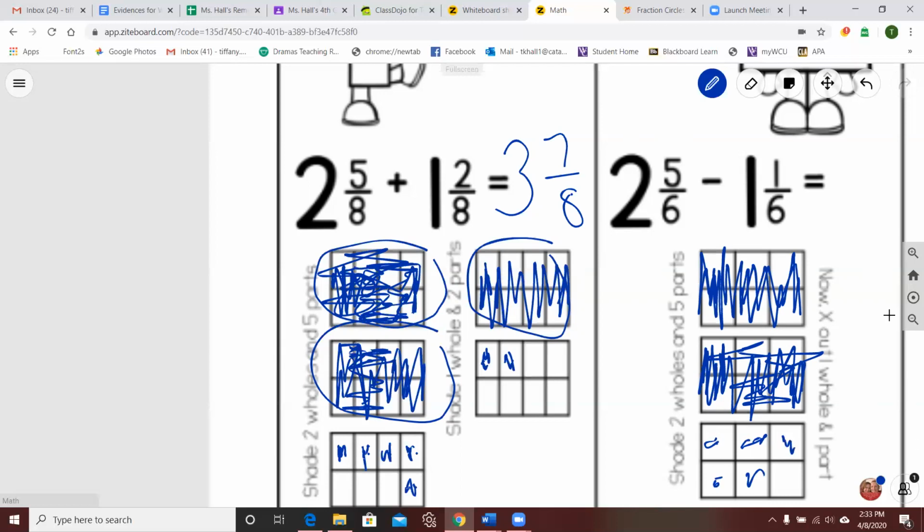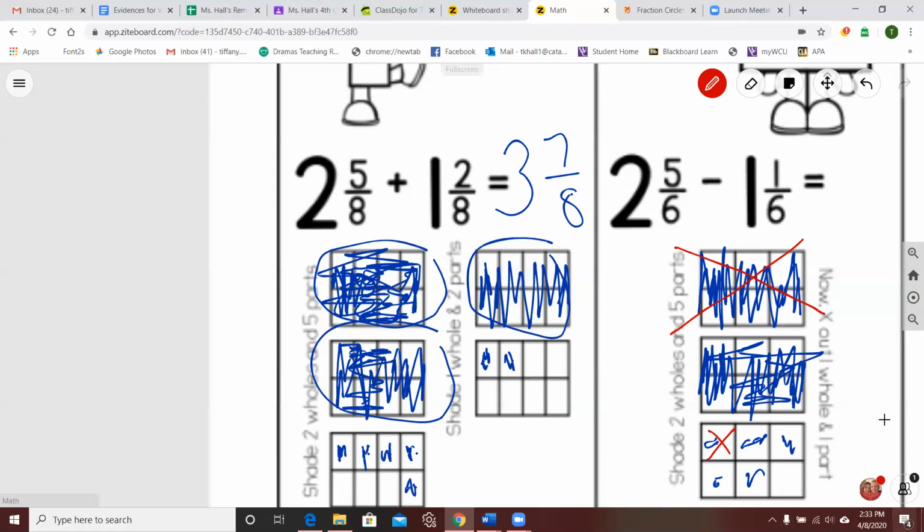Okay, it tells me this is a subtraction problem. So I'm going to subtract 1 hole. That means I'm going to get rid of 1 hole. So I am going to mark 1 hole out. I am done with that one. As far as my fraction, it says to get rid of 1/6. So I'm going to get rid of 1 piece of this 1/6.